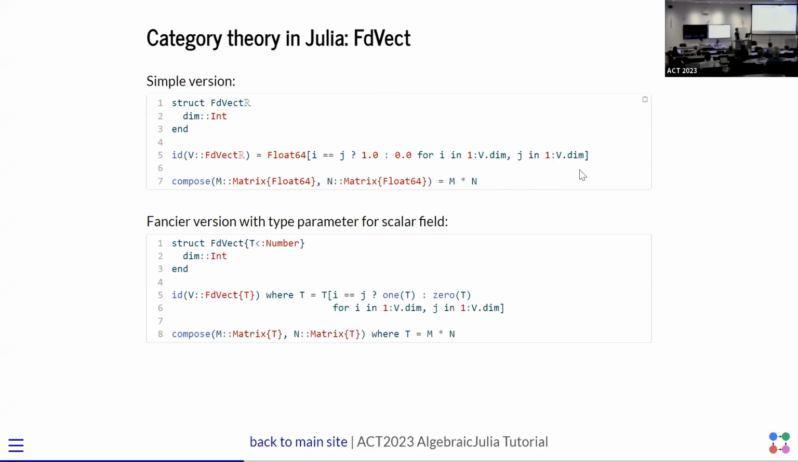What does this code do? You can sort of read what this code does. It goes for each i and for each j. If i is equal to j, then it's 1. Otherwise, it's 0. That's an identity matrix.